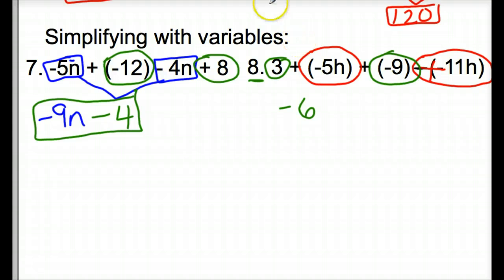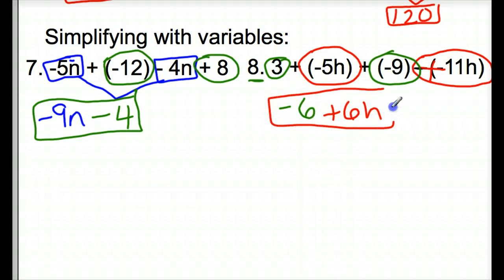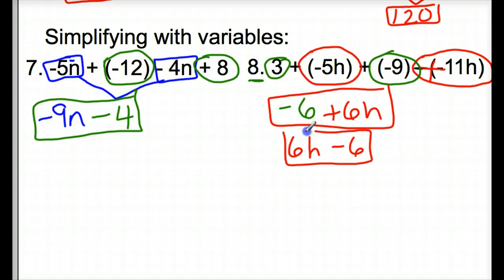Now we want to combine our like terms with the variables. Negative 5h plus 11h is going to give us a positive 6h. So we have negative 6 plus 6h. Another way you could write this, and you might see, is 6h minus 6. The order of this could be switched around. These are the same thing though. They equal each other.